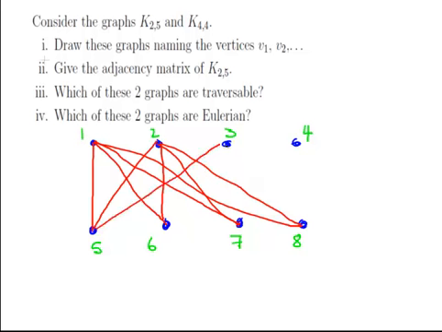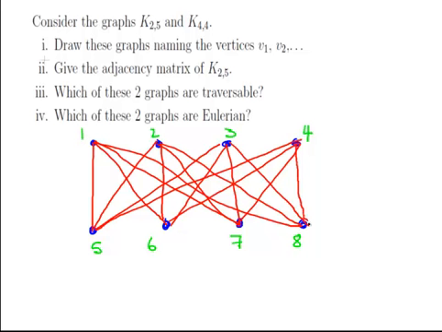Now, it's a bit hard to read here, and there are quite a lot of edges in this, so I'm going to be mindful of that when we are doing future questions. Now, give the adjacency matrix of K2,5. I'm going to skip that question because the adjacency matrix is straightforward enough, and for the sake of brevity, I have other YouTube videos for it.